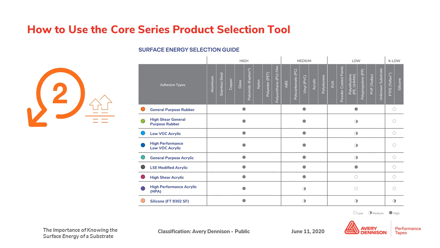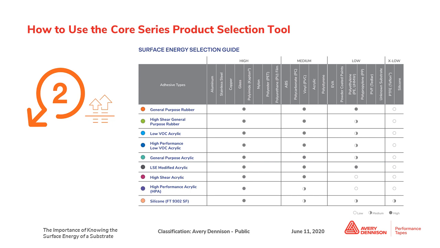So as you move along in the selection tool, you'll see a handy dandy chart right here. It's the surface energy selection guide. And how it works is it matches up what particular adhesive types within the core series would work for what type of surface energies. So the first column there is your adhesive types, and again, it's color-coded. So as you're following along selecting the adhesive, you can follow the color. For example, general purpose rubber right there is orange, and you'd be able to follow that throughout. And then we have all the other adhesive types listed here.